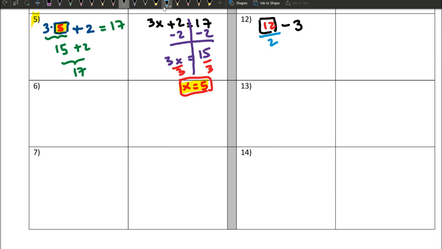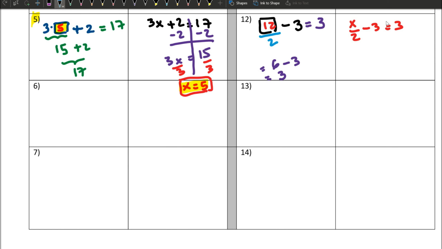So we're going to work it out. First, evaluate this. 12 divided by 2 is 6, minus 3 is 3. So 12 over 2 minus 3 equals 3. One more time: 12 divided by 2 is 6. Bring down the negative 3. 6 minus 3 is 3. So the whole thing equals 3. So we will have x over 2 minus 3 equals 3.